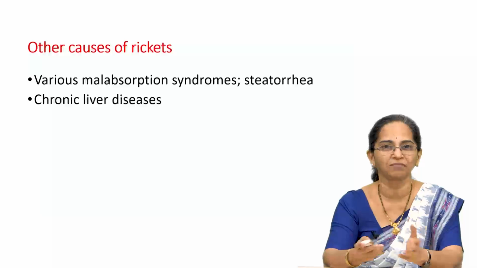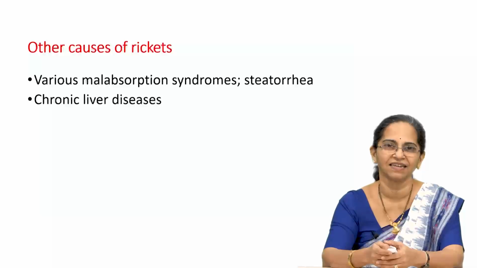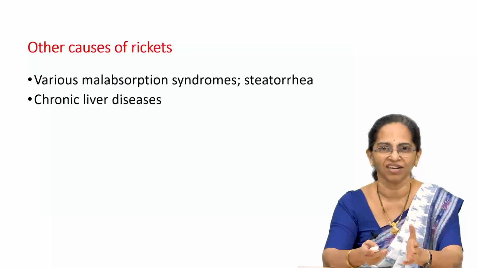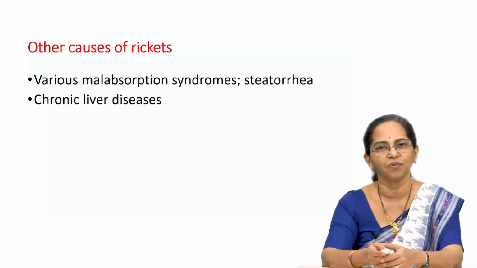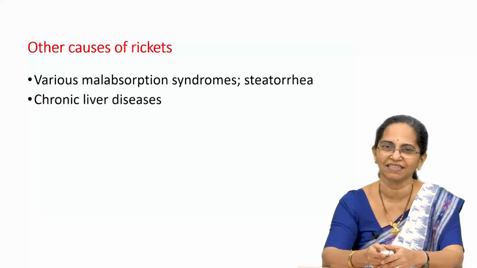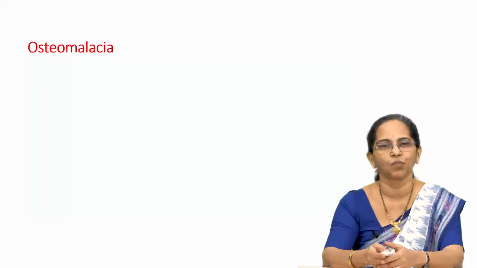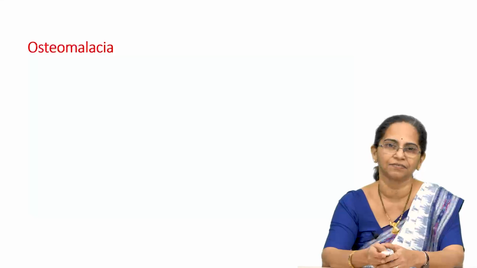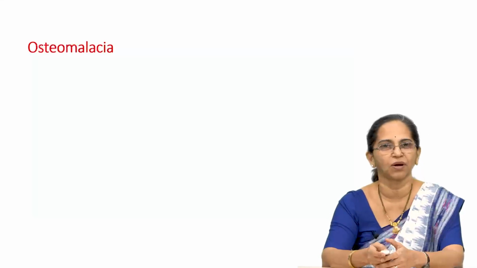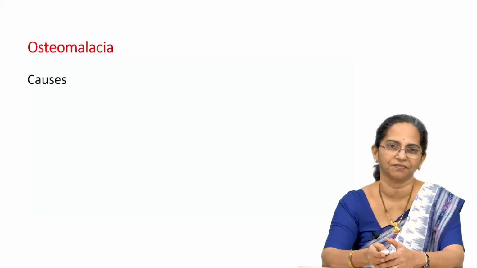There were 4 types of rickets we discussed: nutritional, renal rickets, vitamin D dependent rickets type 1 and type 2, and hypophosphatemic rickets. So, let us move ahead. What happens if there is vitamin D deficiency in adults? This is called osteomalacia.